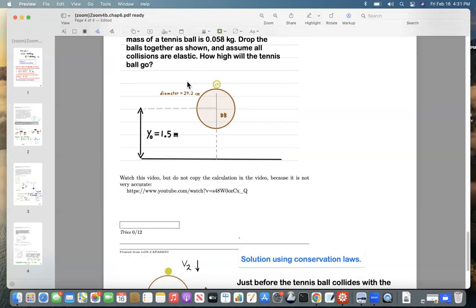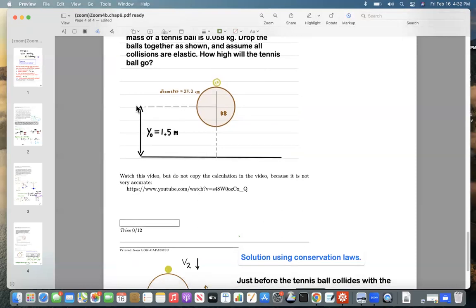0.242 meters. Let's say I hold them up at 1.5 meters. That's about shoulder height, depending on how tall you are. So you hold them up around shoulder height, let's say y0, and then you let them go. So what's going to happen? Well, the basketball will hit the ground and bounce back up. That's an elastic collision. Think of balls as being elastic.